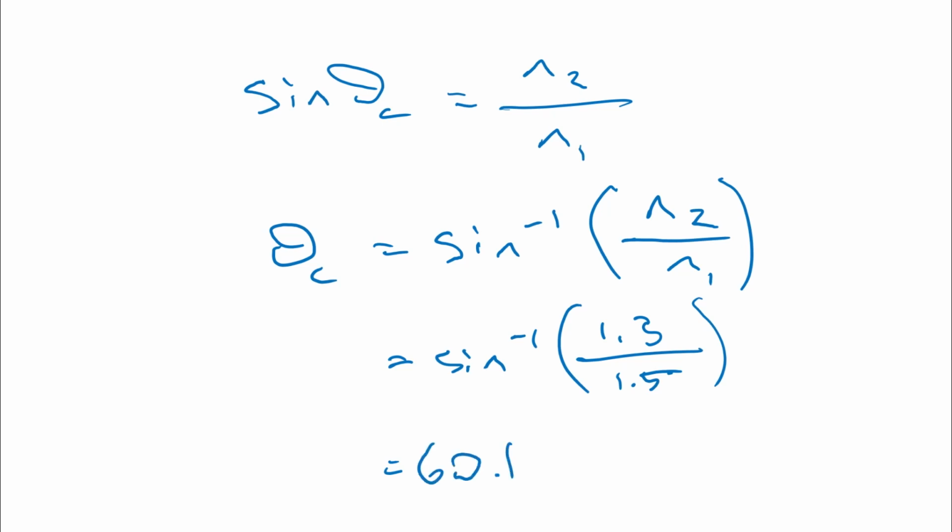60.1. Step 5, put the units on. I'm talking about an angle. My units are degrees. Step 6, show my rounding. Well, I did actually round my answer to 1 dp, 1 decimal place. So there we go. Use the formula to calculate the critical angle for light going from glass into water. That critical angle is 60.1 degrees to 1 decimal place. All right, moving on to part D.